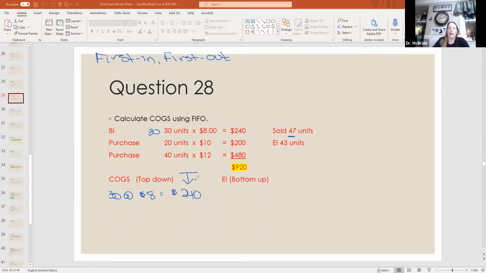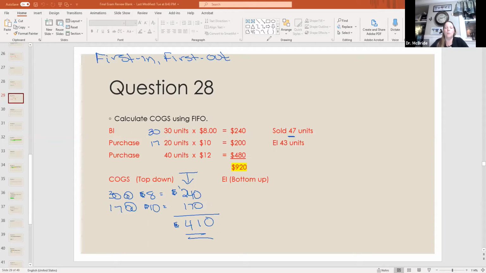240. Okay, I need 17 more. So I'm going to do those here. This looks like what we just did, except we're doing cost of goods sold first. At $10 is 170. So 410.